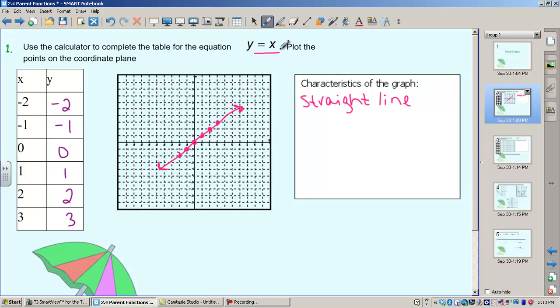Because of this equation, the way it is written, and because it just is x, and it's not x squared, x to the third, x to the fourth power, there's no exponent, it makes it a straight line. The other thing is it passes through the origin, which if you will remember is the 0, 0 point right there.